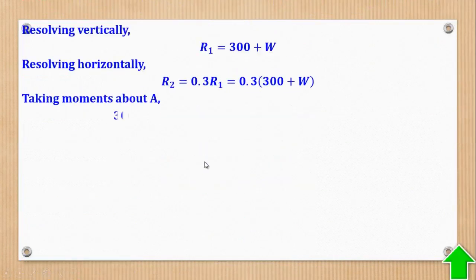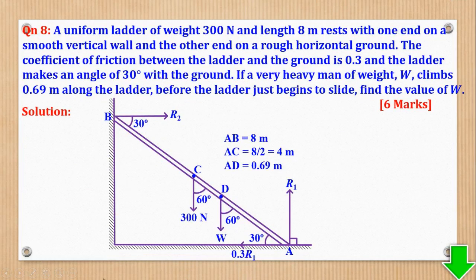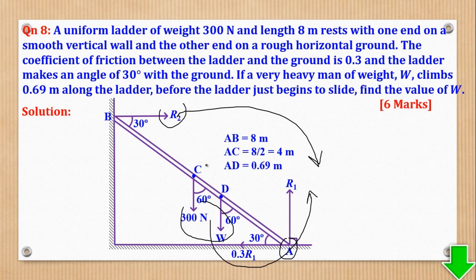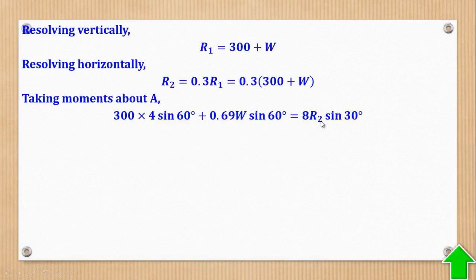Then taking moments about A, I'll come up with that. So remember the formula is F D sine theta. And clockwise are equal to anti-clockwise. When I take moments about this side point, these two are anti-clockwise and this one is clockwise. So these two will be equal to the moment of R2, as you can see it here.